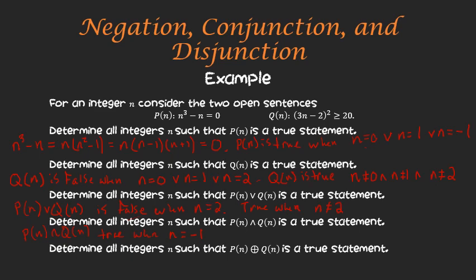So another way to think of P of n XOR Q of n is to rewrite it as P of n or Q of n, right? We need P of n or Q of n to be true, and we need not Q of n, or not P of n and Q of n to be true.